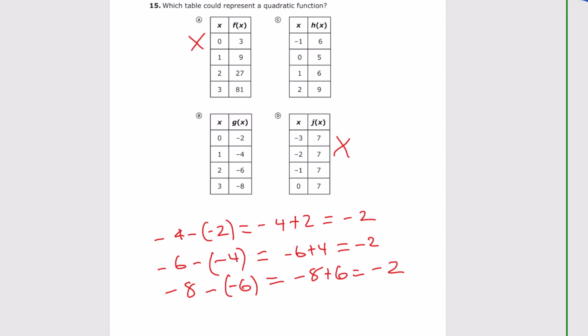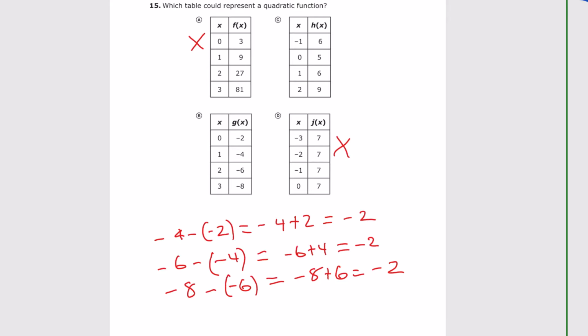All the first differences are the same. Each one equals negative 2. Constant first differences tell us the pattern changes at a steady rate. That means the function is linear, not quadratic. So choice B represents a linear relationship and can be eliminated.